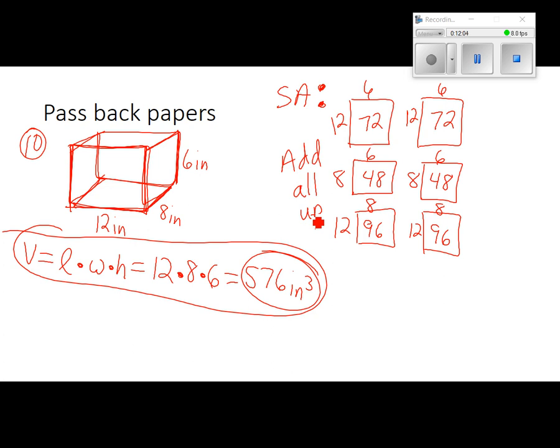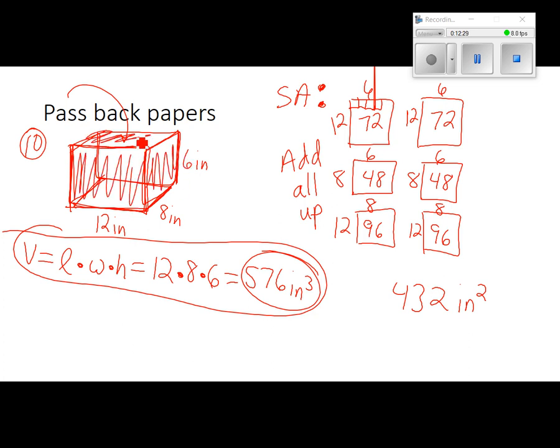What's it come out to? 432 inches. Remember, square units, because you're figuring out how many little squares it takes to cover that. For volume, you're seeing how much will fit inside the box. For surface area, you're seeing how much paint it would take if I'm going to paint all the faces on this box. Don't forget your units.